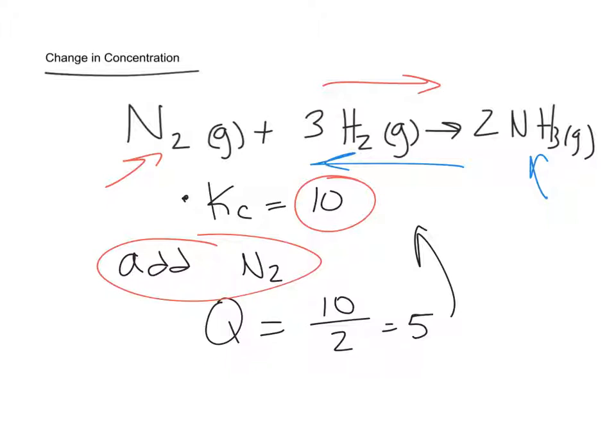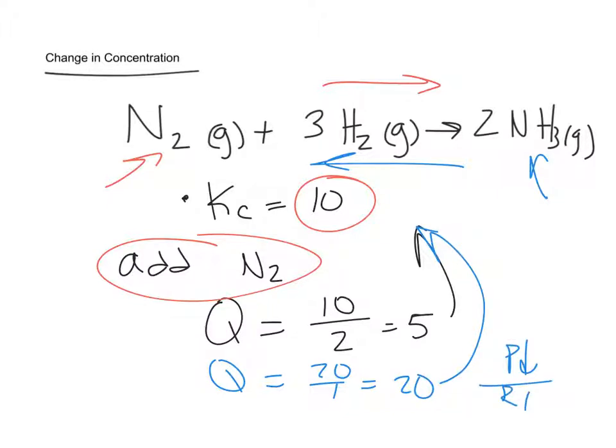Now, in this case, when I add NH3, maybe it's originally 10 over 1, but by adding products, you're now 20 over 1, which is 20. Now, that's high compared to where it wants to be. So what's going to happen is the products go down and the reactants go up to try and make that ratio of products over reactants equal 10 over 1.